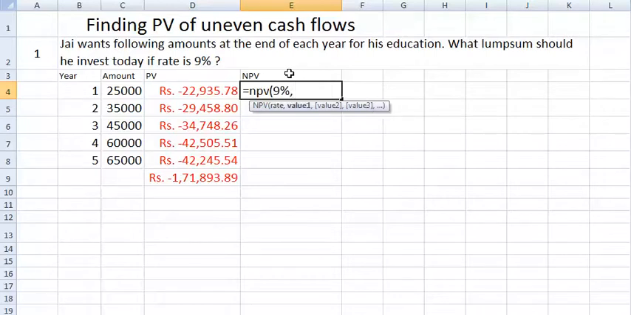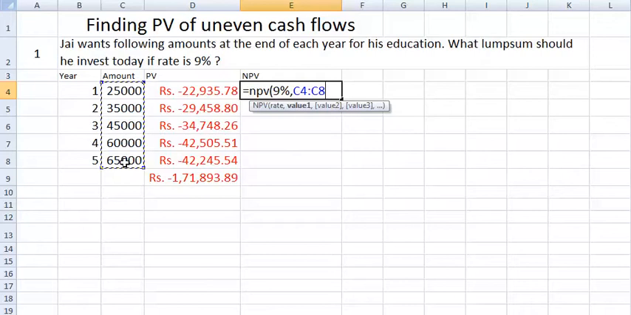We can click value one by one, value 1 comma value 2 and so on, but that will get quite tedious. So there's a better idea. We put in the first cell number, which is C4, colon and the last cell number. So basically this denotes we want NPV starting from C4 to all further years in C8.